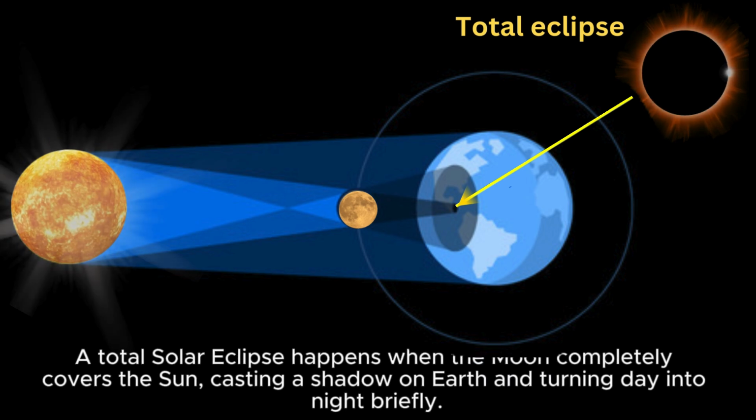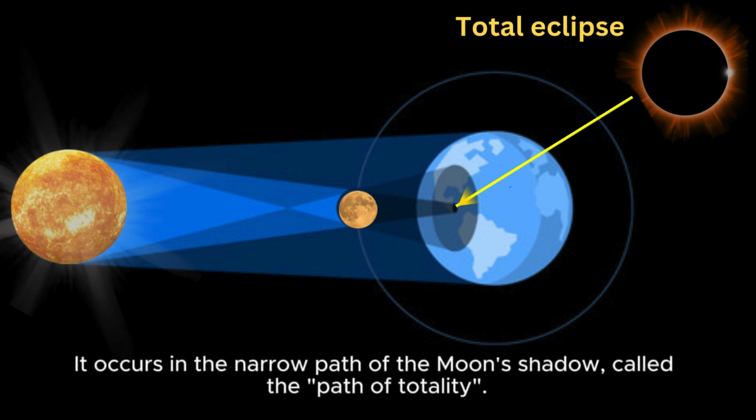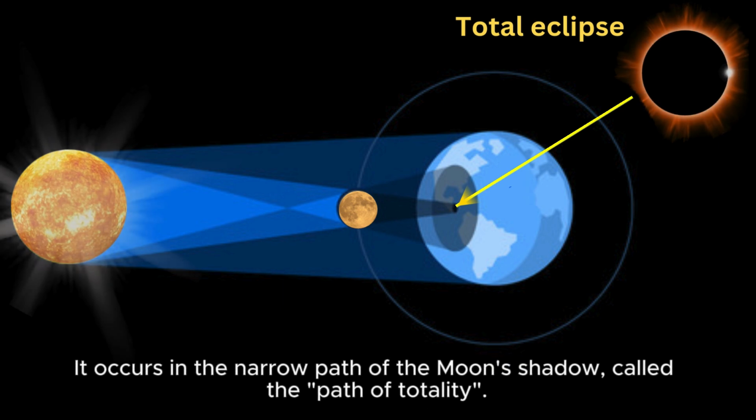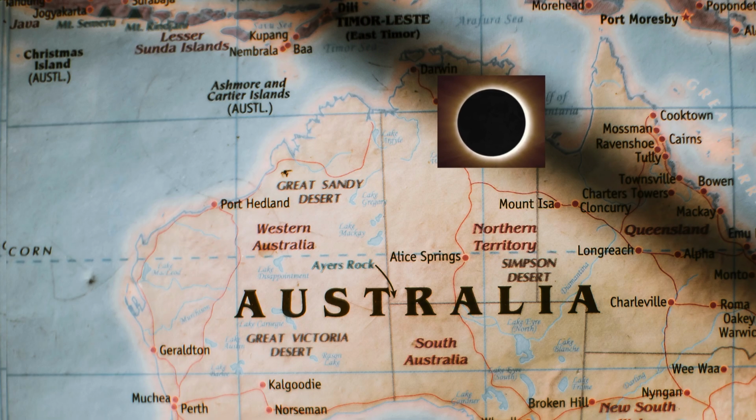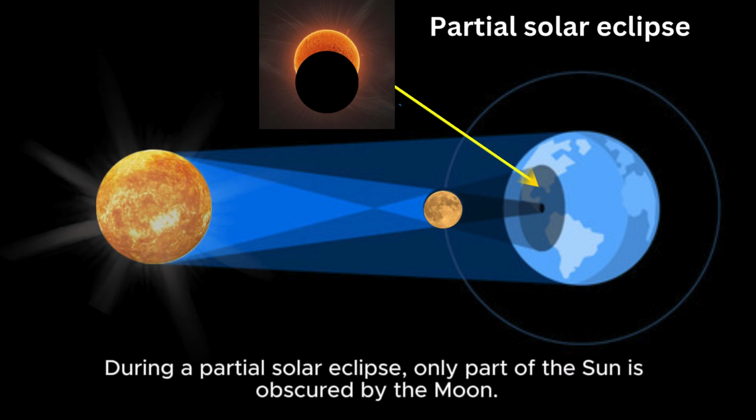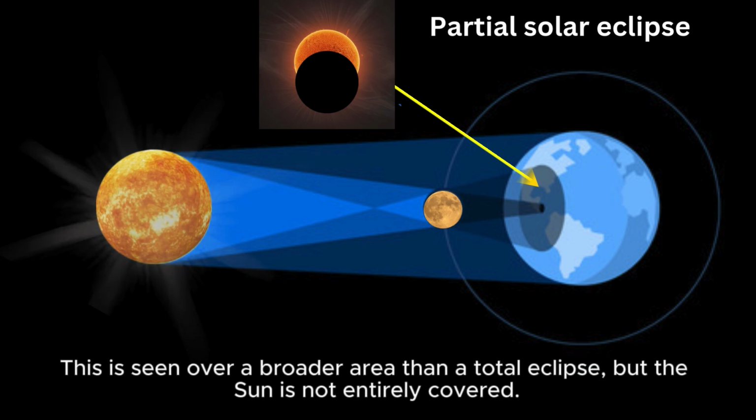A total solar eclipse happens when the moon completely covers the sun, casting a shadow on Earth and turning day into night briefly. It occurs in the narrow path of the moon's shadow, called the path of totality. During a partial solar eclipse, only part of the sun is obscured by the moon. This is seen over a broader area than a total eclipse, but the sun is not entirely covered.